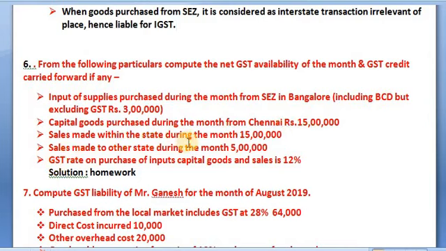Next, sales made within the state, CGST and SGST. 15 lakhs into 6% each. Sales made to other states, 5 lakhs into 12% IGST. ಆಮೇಲೆ ಇಲ್ಲಿ ಇನ್ಪುಟ್ ಮತ್ತೆ ಕ್ಯಾಪಿಟಲ್ಗೆ ಮತ್ತೆ ಸೇಲ್ಸ್ಗೆ 12% ಅಂತಾನೆ ಹೇಳಿದ್ದಾರೆ. ಸೊ ಸಿಂಪಲ್ ಪ್ರಾಬ್ಲಮ್. I want you all to solve this particular problem. And next, let us see another type of problem.